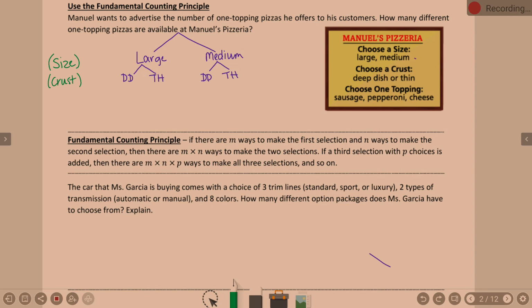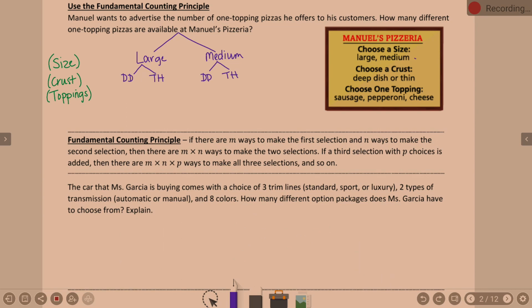After you pick crust, what are you picking? Now we're finally to the topping. Now, what is the specific in this situation? We're choosing what kind of pizza? A single topping, one topping pizza, right? So the next thing we're going to look at is toppings. So options here.